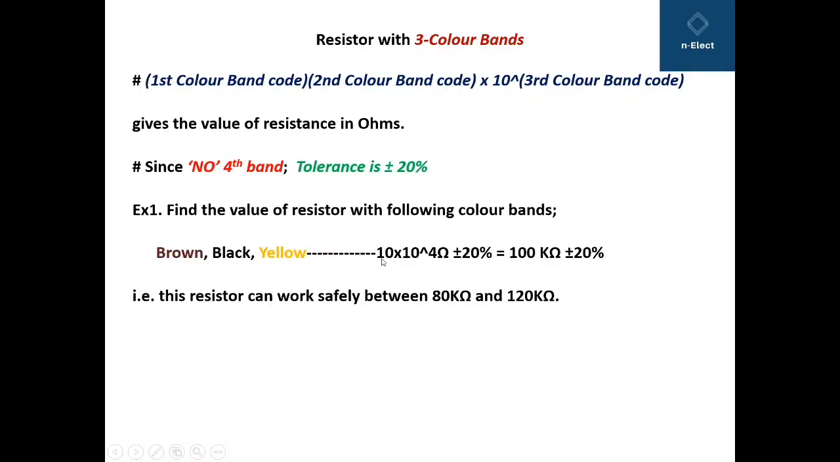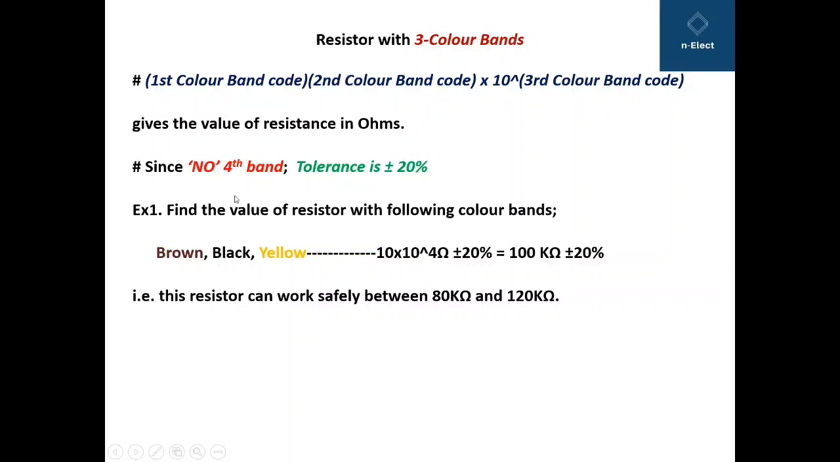So for brown 1, for black 0. So for the first and second color bands we have written the digits 1 and 0, multiplied by 10 raised to power the third color band's digit. Now the third color band is yellow here, and yellow has the digit 5, right? But we are starting from 0. So 0, 1, 2, 3 and 4. So we will get 4 here. Therefore we are getting 10 into 10 raised to power 4 ohms.